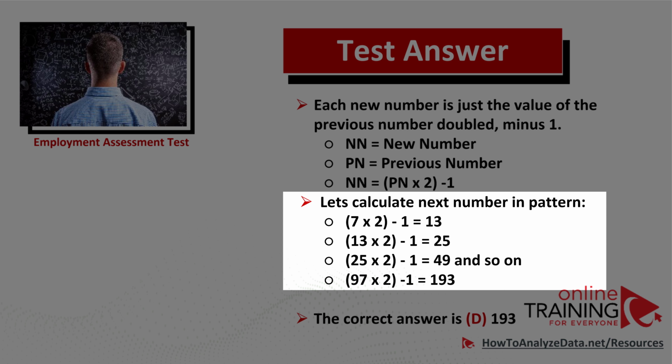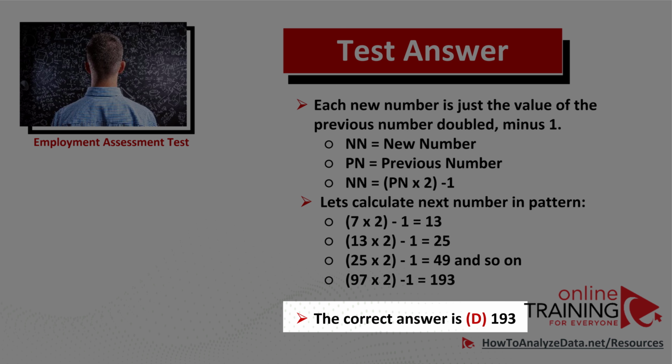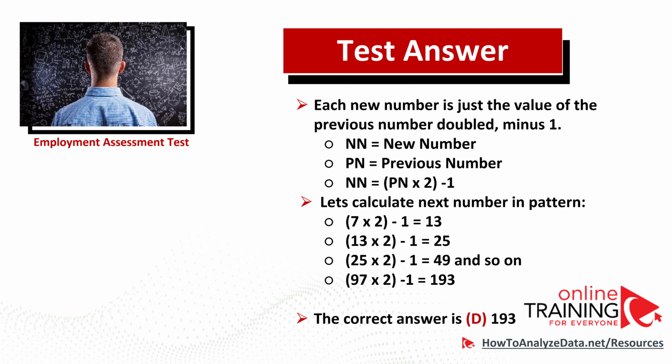13 multiplied by 2 minus 1 is equal to 25. 25 multiplied by 2 minus 1 is equal to 50 minus 1, which is 49, and 97 multiplied by 2 minus 1 is 194 minus 1, which is 193. So the correct answer here is choice D, 193. Hopefully you've nailed this question and now know how to solve these types of challenges on the test.